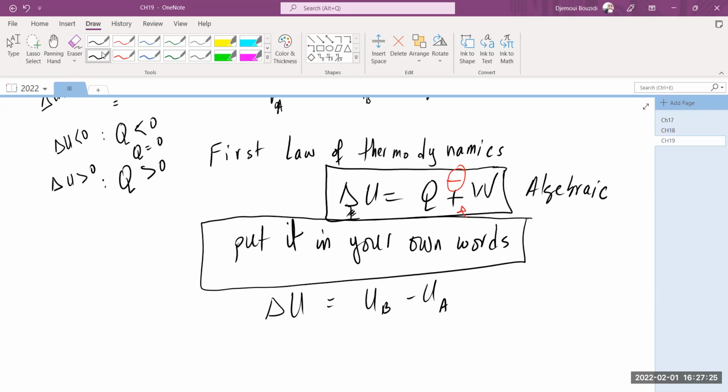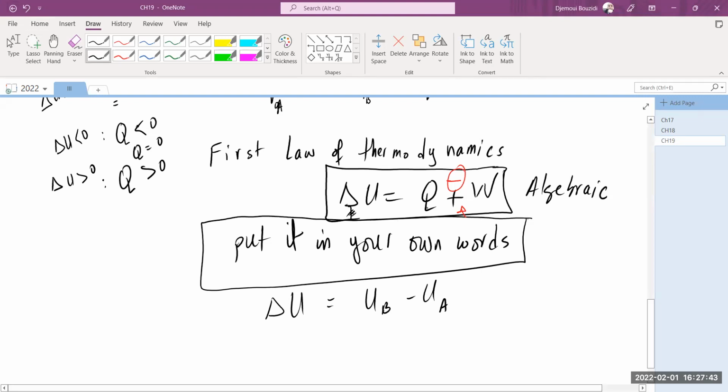Does this first law make sense to you guys so far? Yeah, it does. Okay, very good. Somebody else also confirm? Yes, it does. Yeah, it does.